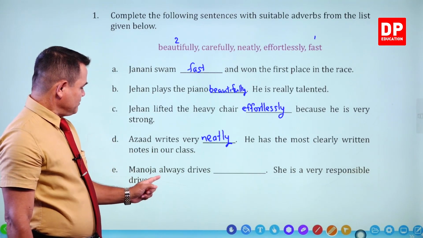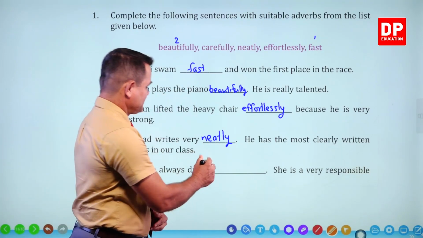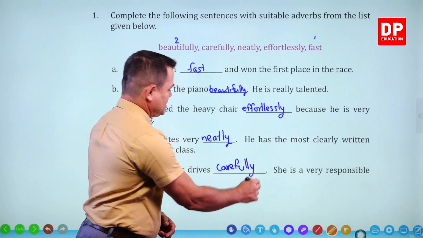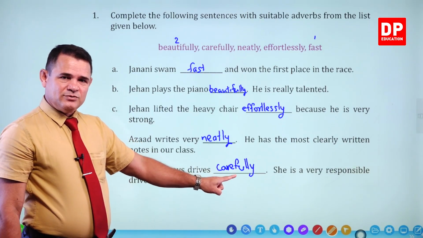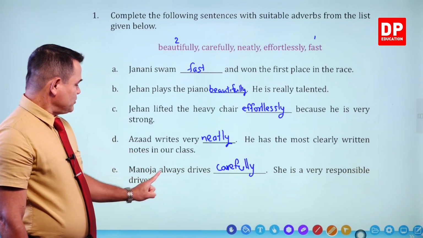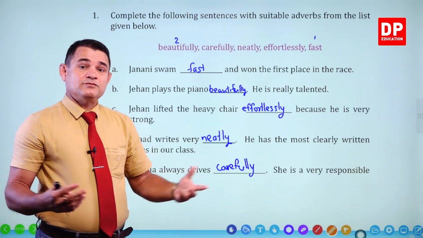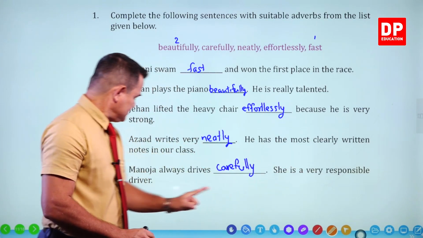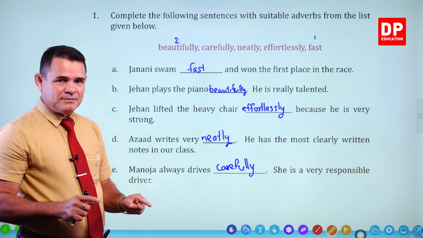And last one, Manoja always drives. Drive කරනවා කොහොමද? ප්‍රවේශමින්. Carefully. So likewise, you see you have used the correct adverb. මෙතන සමහරට Manoja always drives, if you put like fast, always drives fast. වේගෙන් නිතරම drive කරන්නේ. So she is a very responsible driver, and sometimes you might feel it is correct. එහෙම හරි කියලාත් හිතෙන්න පුළුවන්.